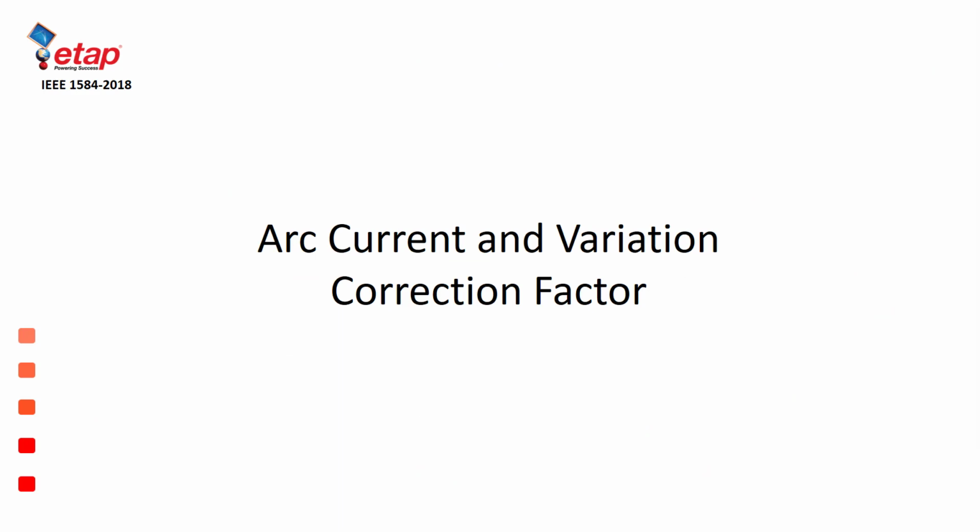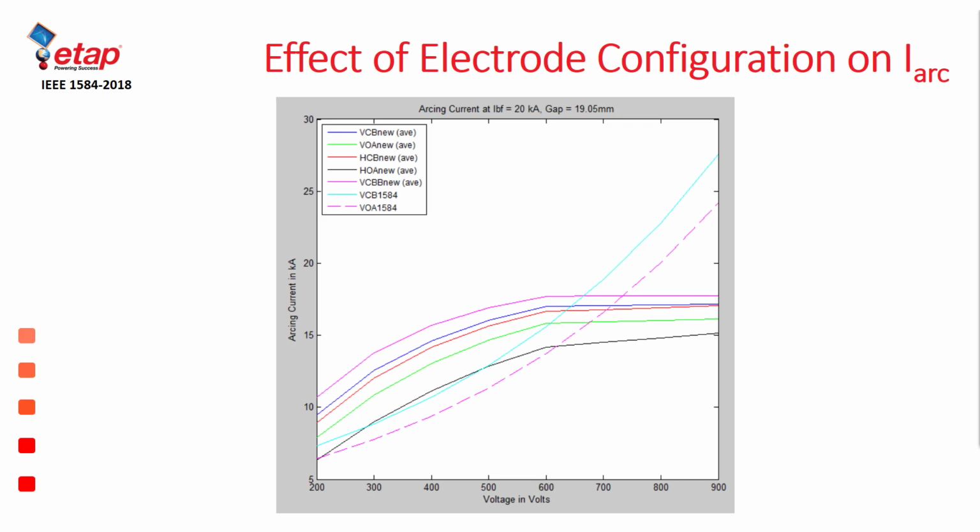Next, I would like to talk about the arc current model and the arc current variation correction factor in the new IEEE 1584-2018 guideline. First, I'd like to introduce this chart, which represents the arcing current as a function of the operating system voltage. First, we'll see the plots that represent the arc current results of the IEEE 1584-2002 model. Note that these plots represent the arc current for a 20 kiloamps, 19 millimeter gap arc flash event.